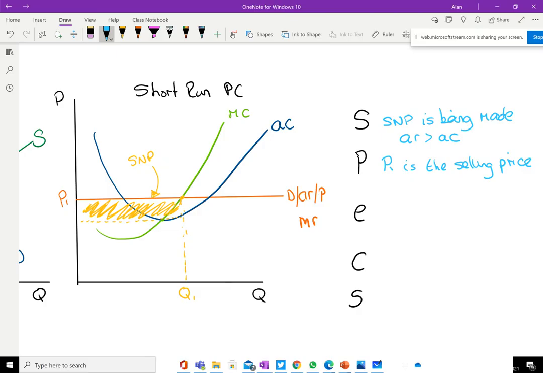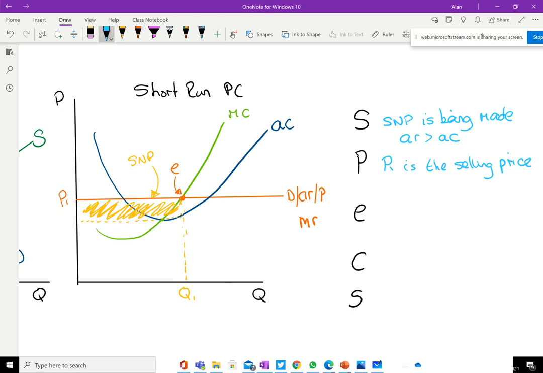What else have I not done? So E, what does E stand for? E stands for equilibrium, and I made a little mistake there, because which point is our equilibrium point? Here is our equilibrium point. We always produce where MC is equal to MR. So E right there, that's our equilibrium, and we do need to show that in the graph.